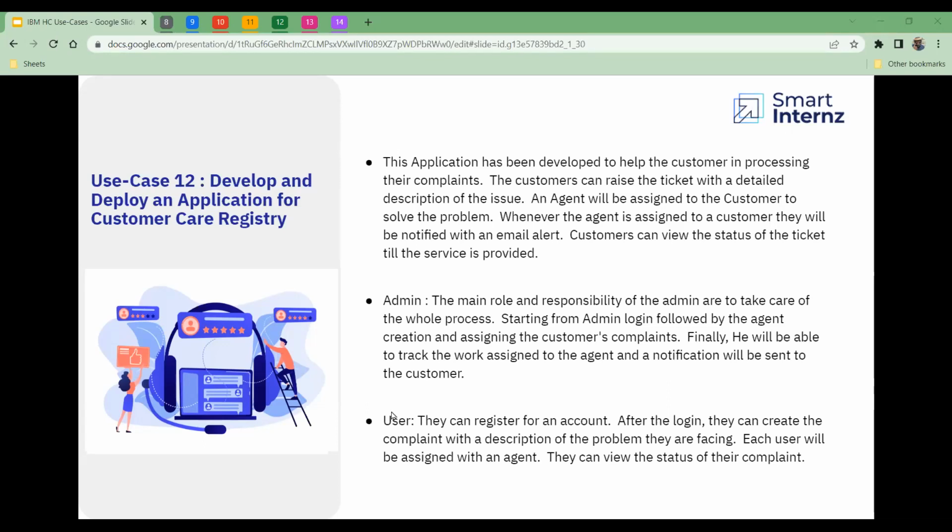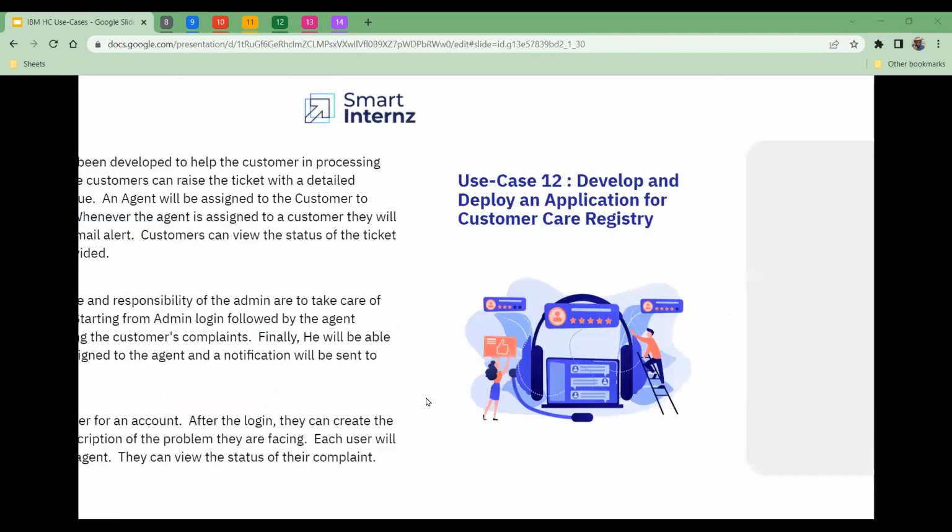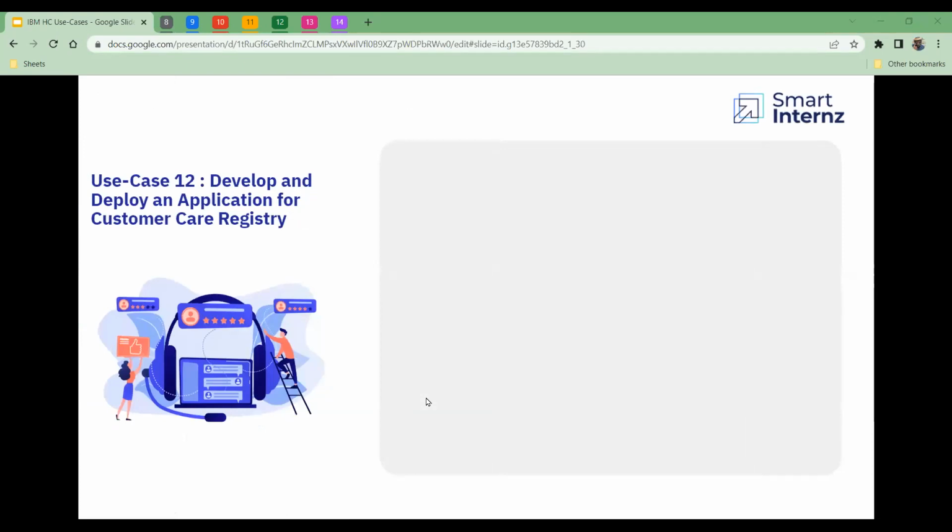That complaint will go to the admin, where the complaints that have been registered will stack up, and the admin can assign them to people to solve. That is the main role of admin and user. This simple app can solve a lot of problems for everybody. They can minimize these issues and also have good customer relationships for the company. That's what we will do for a customer care registry application.